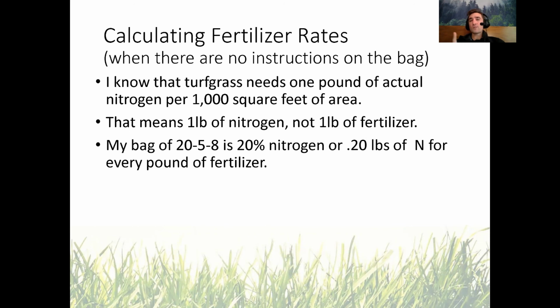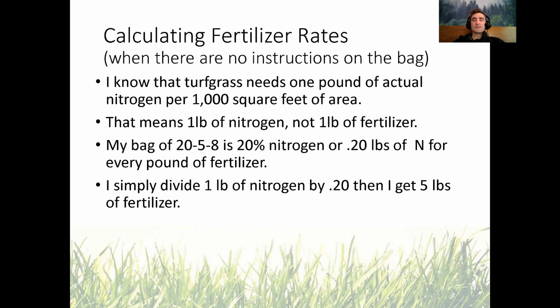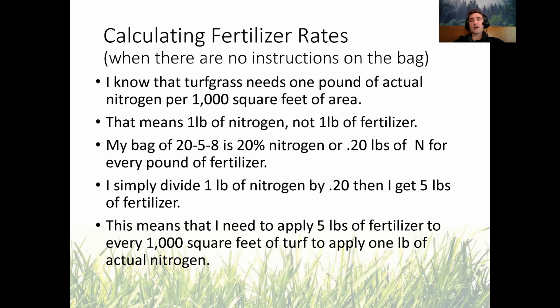Or for every 1 pound of fertilizer, it's 0.2 pounds of nitrogen. So once again, we simply divide 1 pound of nitrogen, because that's how much we need, by 0.2, and that gives you 5 pounds of fertilizer. This means that I need to apply 5 pounds of fertilizer to every 1,000 square feet of turf to apply 1 pound of actual nitrogen to 1,000 square feet of turf.